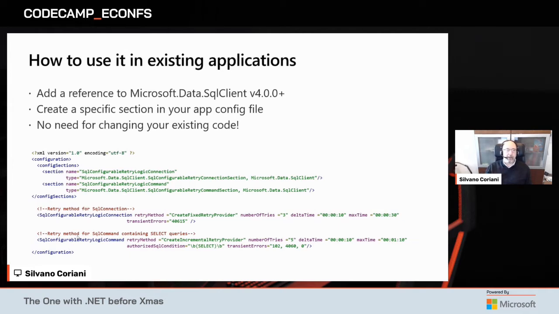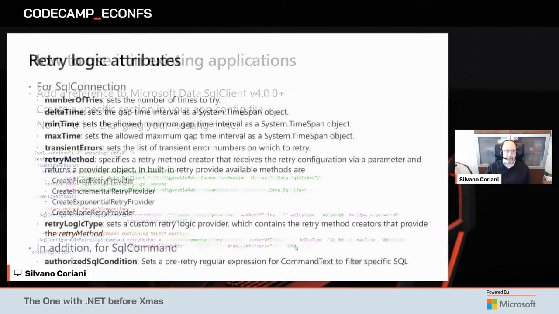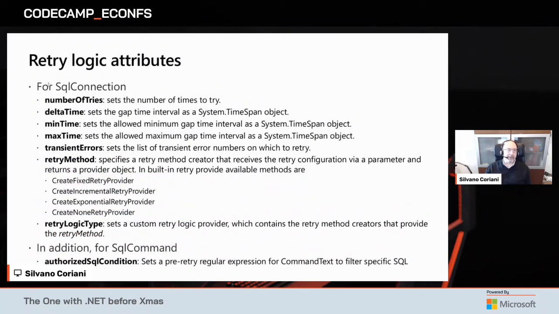Or for example, for the SQL command retry logic, I can say, for example, only retry select operations, right? So this is a regex expression that says only commands that contain a select should be retriable, right? And then the list of errors, in addition to the standard one, to the default one, that I want to consider as retriable. Okay, and of course there are a bunch of attributes that we have for the SQL connection and SQL commands.